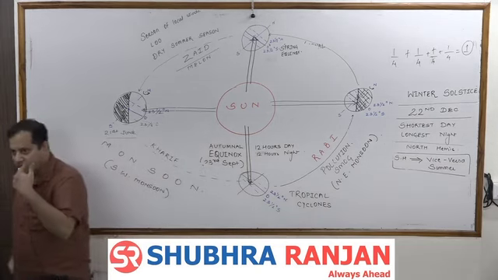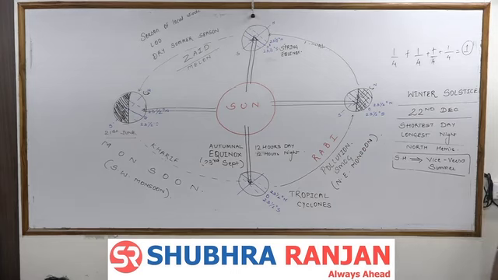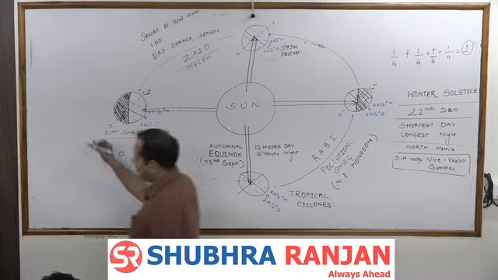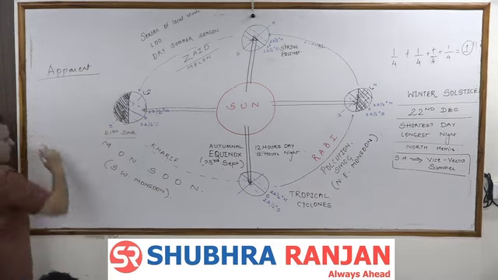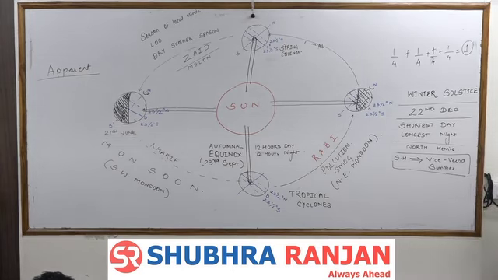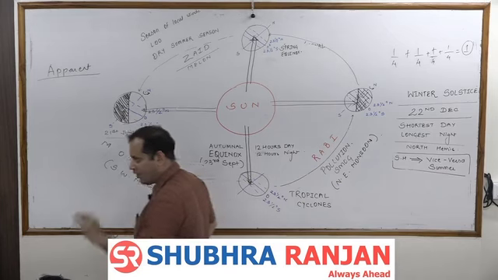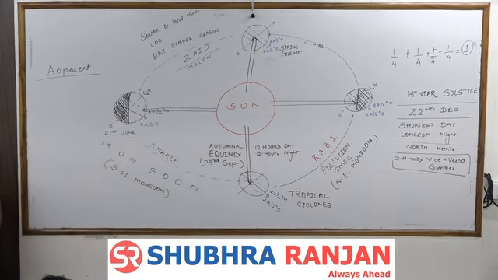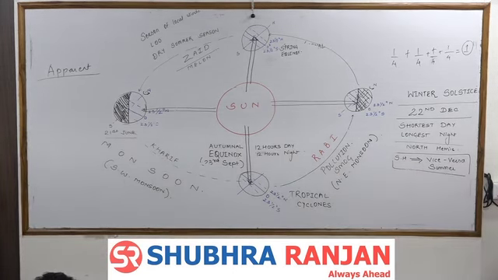Next point, due to the apparent movement of the sun. Which movement? Apparent movement. Apparent movement means हमें लगता है sun is moving. Due to the apparent movement of the sun, the sun rays vertically fall over the equator.